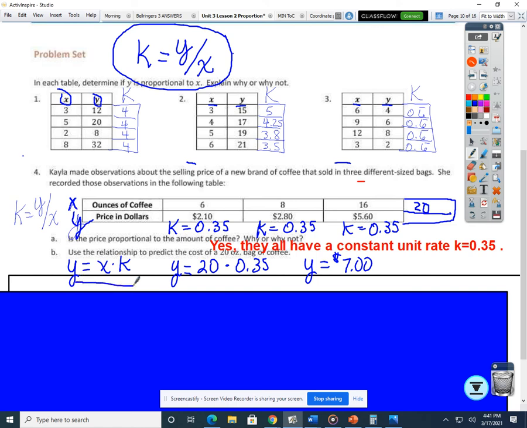So we use our formula Y is equal to X times K. My X here is 20. I'm multiplying it times my K of 0.35, and I determined that my Y would be $7 would be the price for 20 ounces of the coffee.